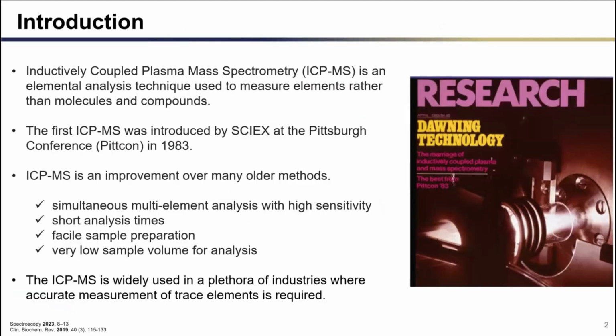The ICP-MS is an analytical method that is used to measure elements rather than molecules or compounds. The first ICP-MS was introduced by SCIEX at the Pittsburgh Conference, or PittCon, in 1983, and it was introduced as an improvement over previous methods like atomic absorption spectroscopy, graphite furnace atomic absorption, flame photometry, and inductively coupled plasma optical emission spectroscopy.